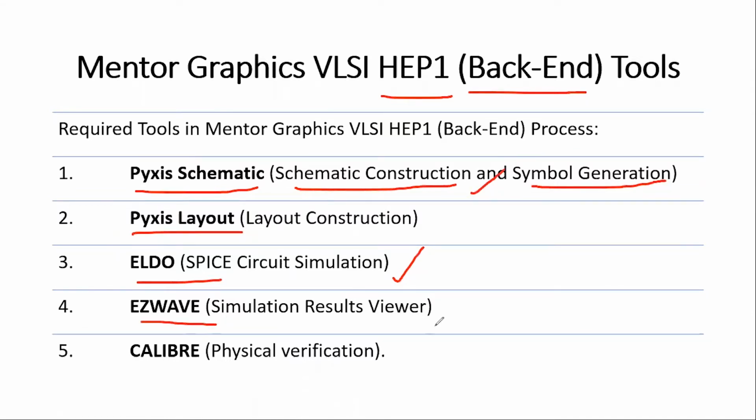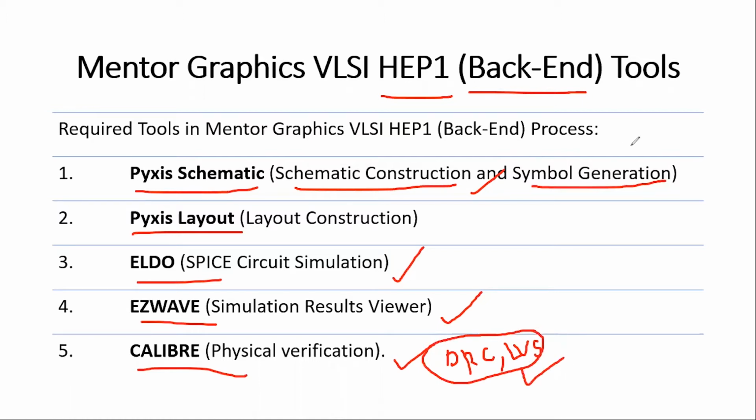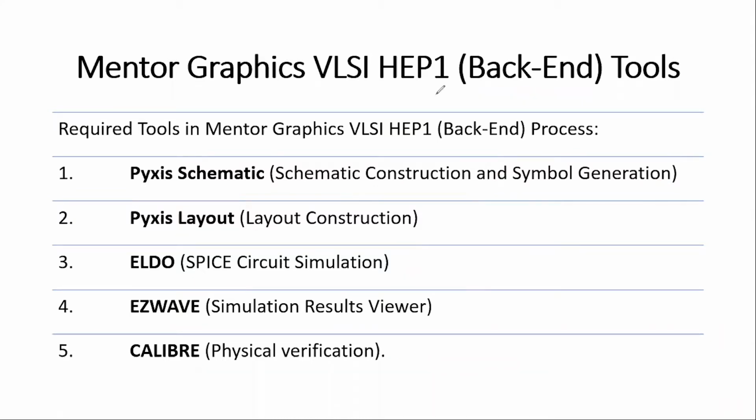And fourth one, EZ wave tool. This is the tool we are using for observing the simulation results. This is a viewer which is viewing the simulation results. And last one, this is the most powerful tool in the Mentor Graphics, Calibre. This is the Calibre tool we are using for physical verification. This will do the DRC process, LVS process, and PEX extraction process. All these processes are introduced by this Calibre tool. With these 5 tools, we are doing the CMOS designing process.